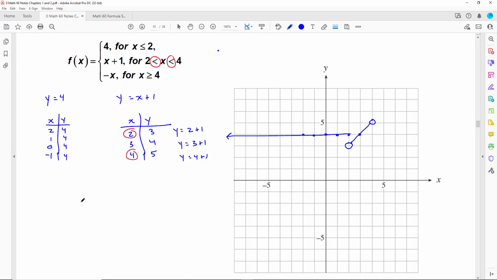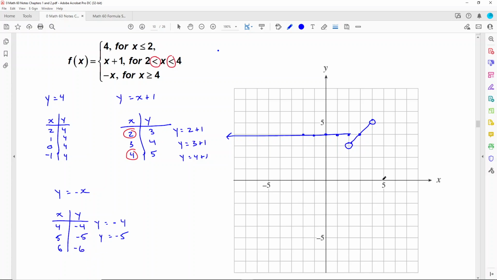Okay, I've done that piece. And the last one is y equals negative x. My domain is restricted to 4 and up, so I'm going to go 4, 5, 6, and I plug it in. When x is 4, y is negative 4. When x is 5, y is negative 5. And when x is 6, y is negative 6.